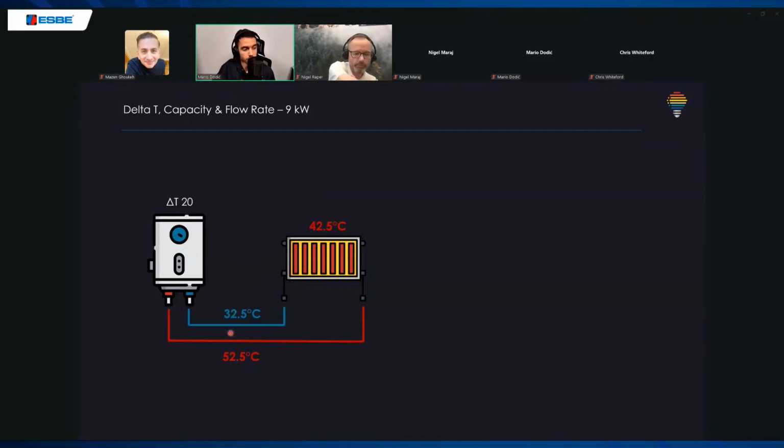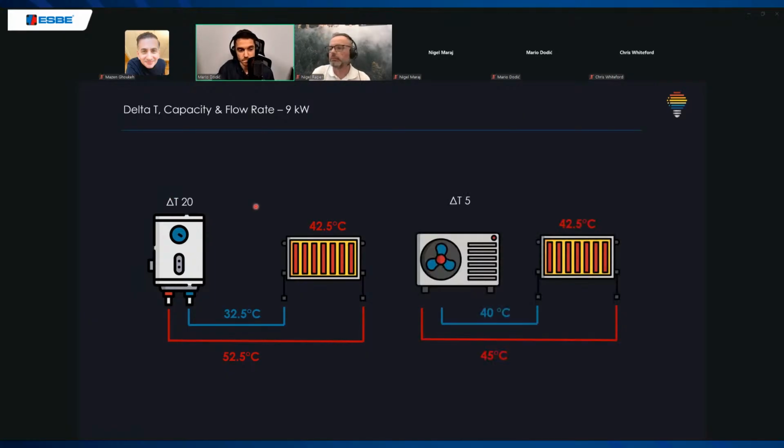So this is a delta T of 20. We are pushing the heat with a temperature difference of 20 degrees, and our flow rate here is 6 liters per minute. So a 9 kilowatt gas boiler with delta T20 has a 6 liters per minute flow rate. If we use the same 42.5 degrees, but now with a heat pump, we will have a delta T of 5. We are pushing 45 degrees and returning 40 degrees. So the same 42.5 that we want in our radiators, but with a quarter of the delta T, so 4 times lower.